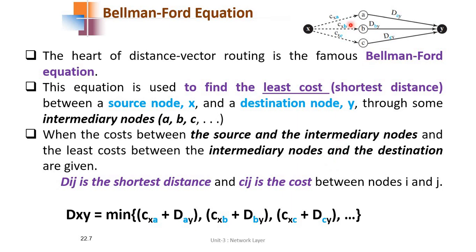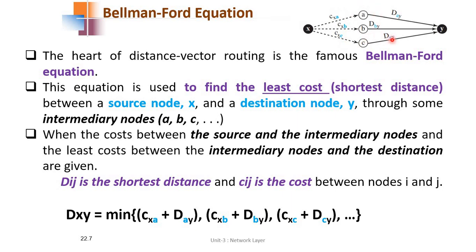So the connections made between X and A, X and B, and X and C define the least cost. The cost between X and A is nothing but CXA, the cost between X and B is nothing but CXB, and the cost between X and C is nothing but CXC. So we are going to define the least cost between the source node and the intermediary nodes.